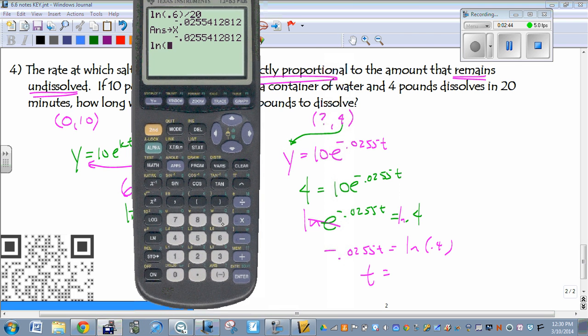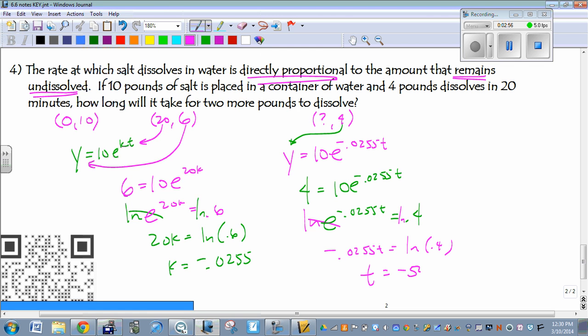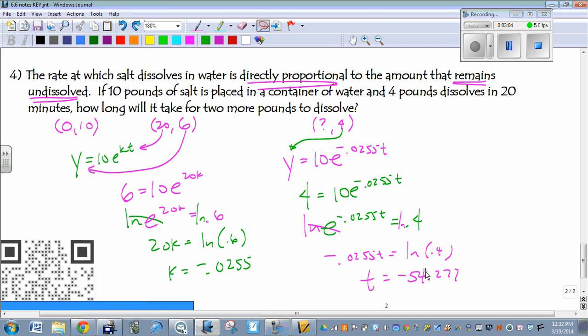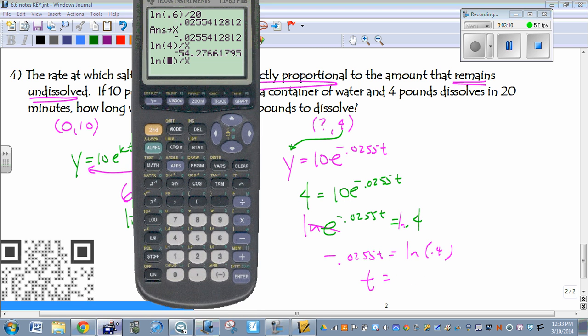So natural log of 4 divided by our X value that we stored. And we get negative 54.277. Well, that doesn't make sense to have a negative time. So as I look back at my calculator here, I realize that I didn't put the decimal in for 0.4. So I'm going to go ahead and change that.